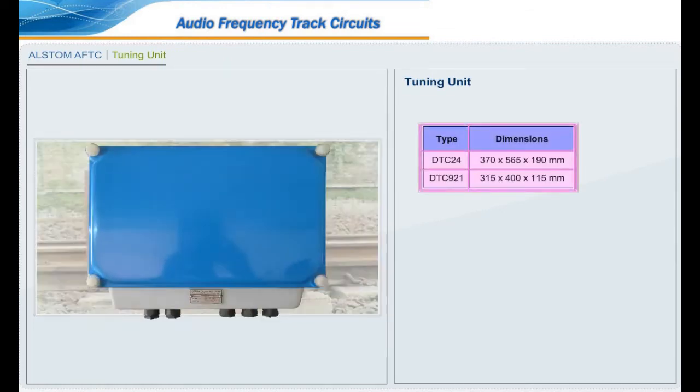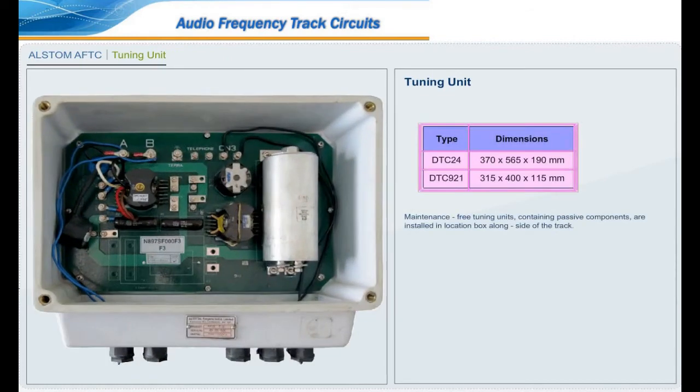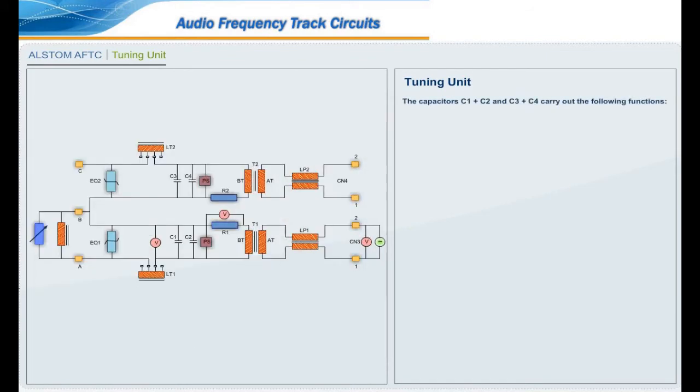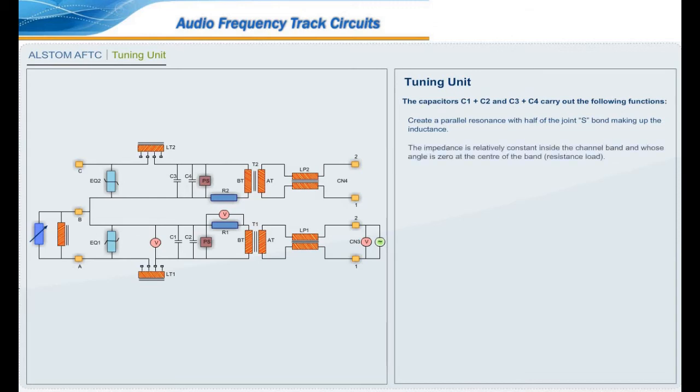Tuning unit. Maintenance-free tuning units containing passive components are installed in a location box alongside the track. The capacitors C1 plus C2 and C3 plus C4 carry out the following functions. Create a parallel resonance with half of the joint S bond making up the inductance. The impedance is relatively constant inside the channel band and whose angle is 0 at the center of the band.